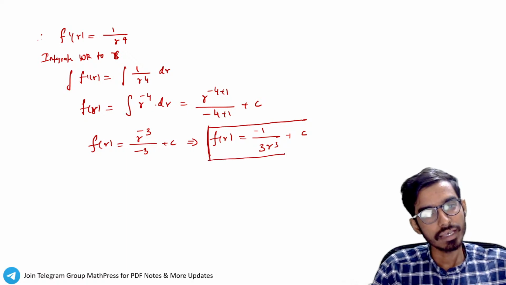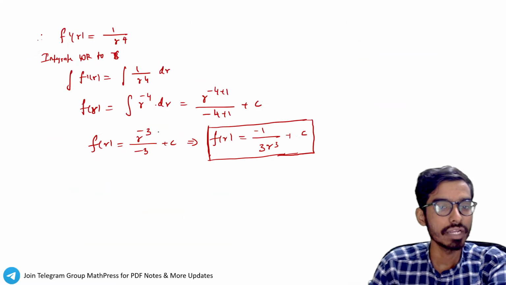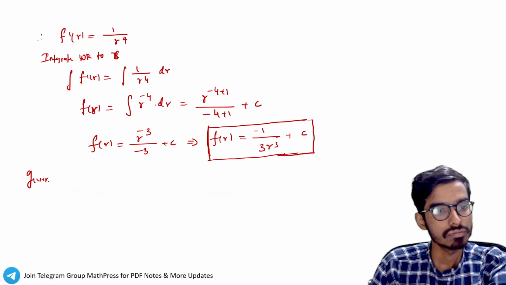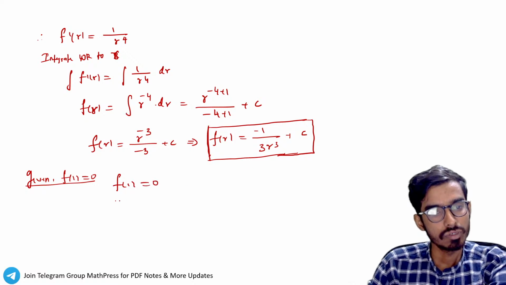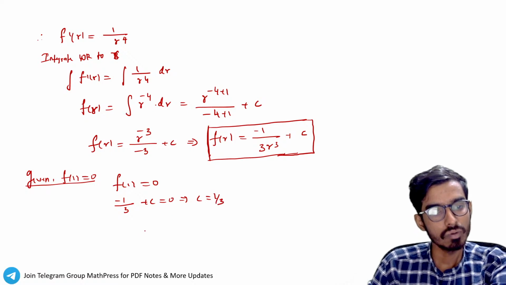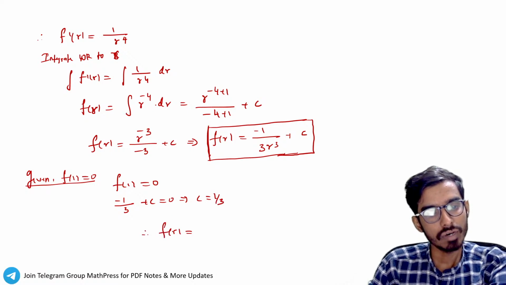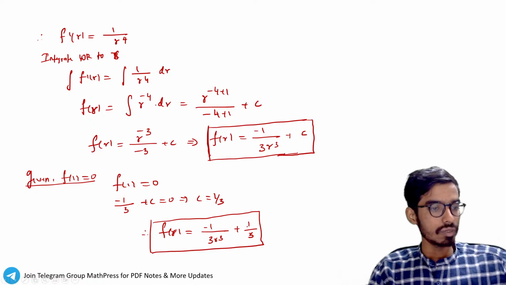To find this integration constant, they have given that f of 1 is 0, right? So you just put f of 1 to be equal to 0. So minus 1 by 3 plus c is equal to 0. This implies c is equal to 1 by 3. So therefore f of r is minus 1 by 3 r power 3 plus 1 by 3. This is the required f of r. Minus 1 by 3 r power 3 plus 1 by 3.